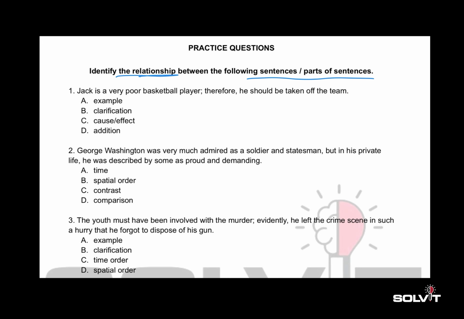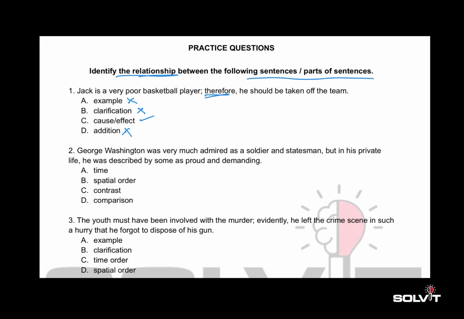Jack is a very poor basketball player, therefore he should be taken off the team. Okay, so what is happening over here? Are we doing addition? No, we're not, right? We're not building upon a previous idea. Are we giving an example? We're not giving an example of anything. We're just continuing along the same line, right? It's not that we're giving a statement and then we're giving an example of that. That's not happening. Are we doing clarification? No, we're not. Are we doing cause and effect?